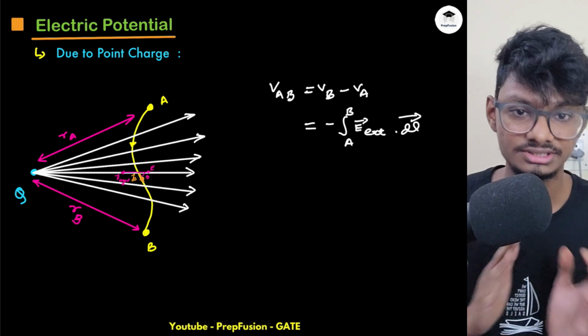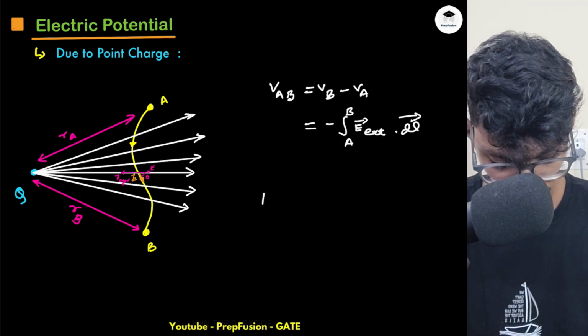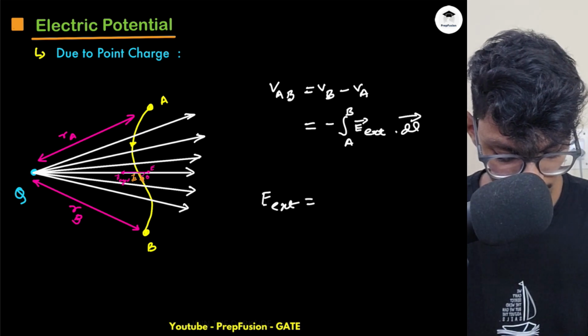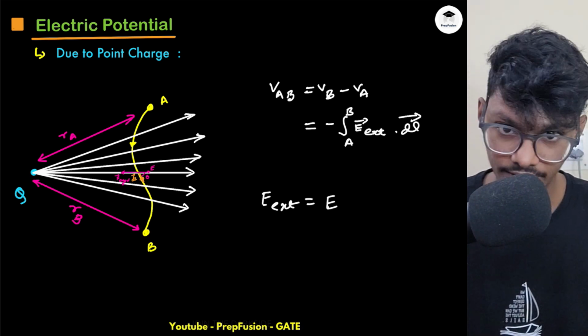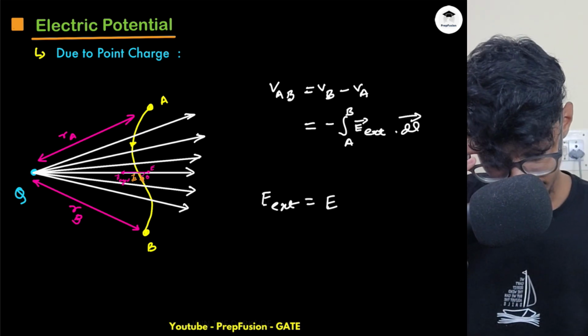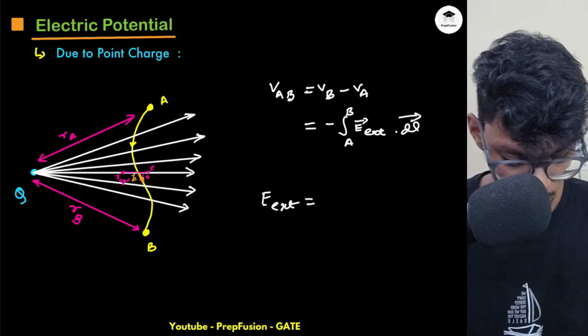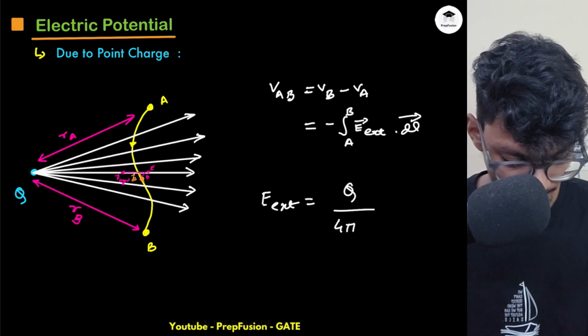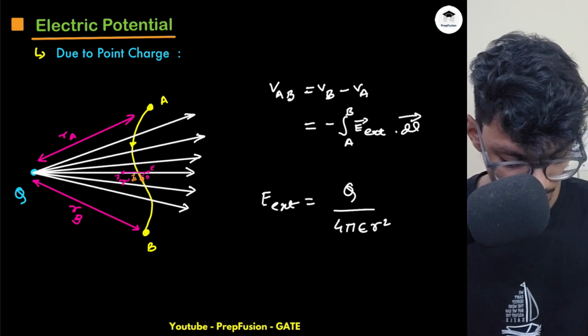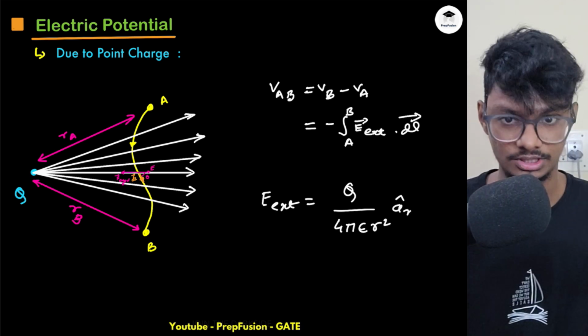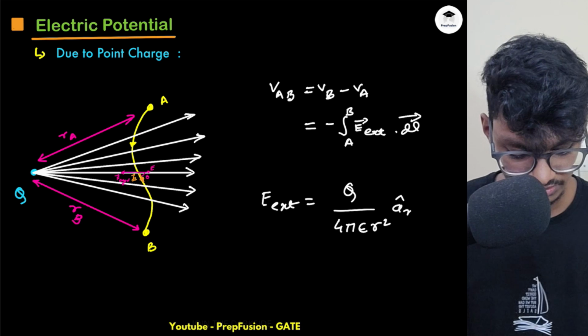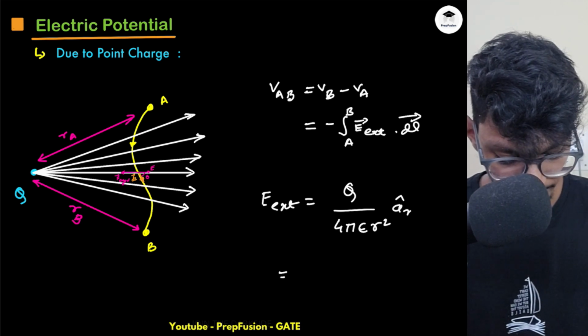So this I know, this is in the dr cap direction, right? E external is what? It is constant. Not constant, sorry. It is basically, if you remember, Q by 4 pi epsilon r square ar cap, in the ar cap direction, outside a sphere, if you remember correctly, right? We derived this previously as well. So this will be simple, right? This I have already derived.